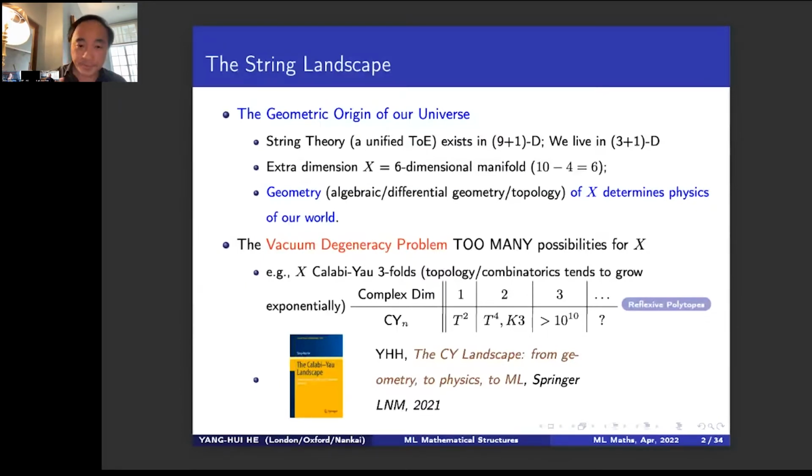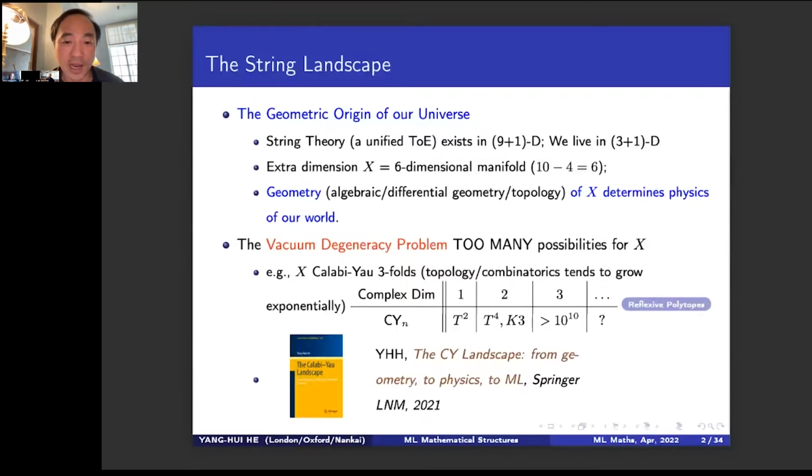For example, as I mentioned earlier, in the mid-80s when people realized that this 6-manifold can be taken to be a Calabi-Yau complex threefold, this Kähler Ricci-flat threefold, even in this subclass of solutions there are too many possibilities. The basic reason for this is that the topology and combinatorics tend to grow exponentially.